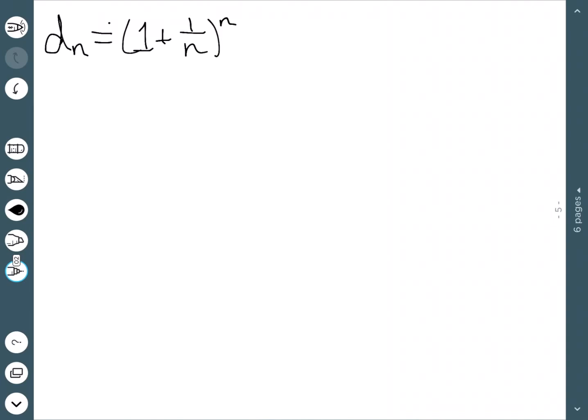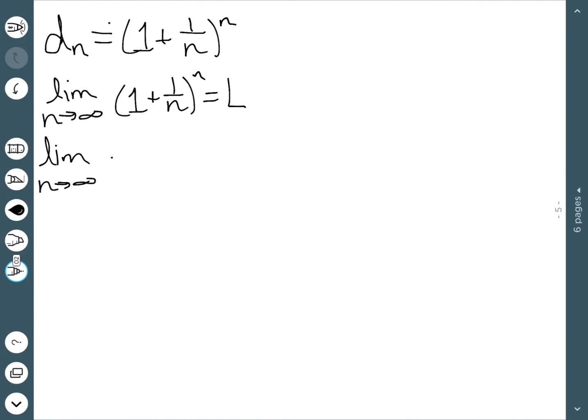Next we have d sub n, which is 1 plus 1 over n, to the nth power. If we try to take the limit directly of this one, we're going to get 1 to the infinite power, which is another indeterminate. So instead we're going to have to use a variation of L'Hopital's rule, where we set this equal to L, and then we take the natural log of both sides. Properties of natural logs say I can move the exponent out front, so I have n ln of 1 plus 1 over n. And on the right, I have the ln of L. On the left, this is now infinity times 0, which is an indeterminate. So I'm going to have to rewrite it.